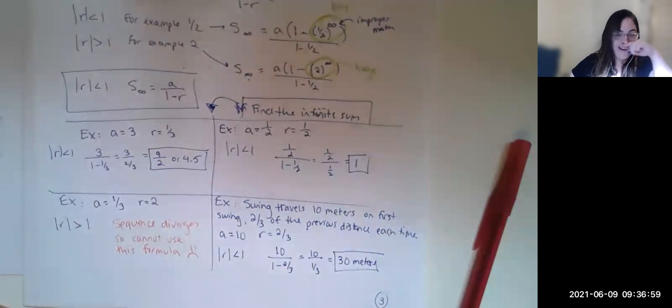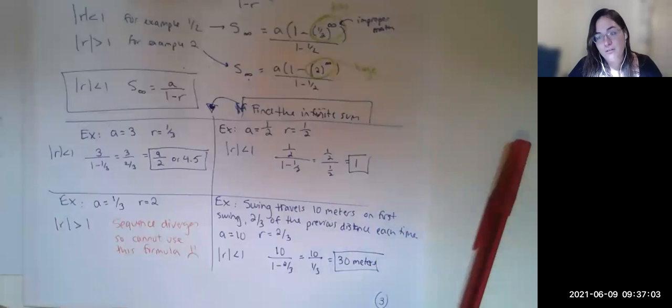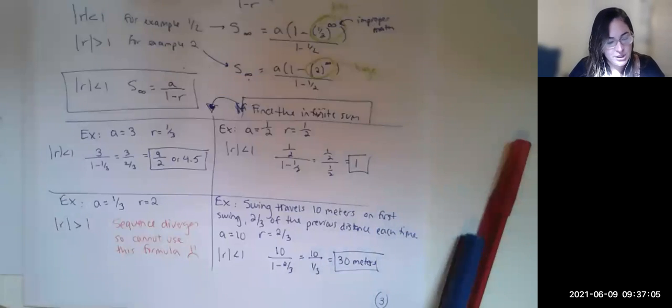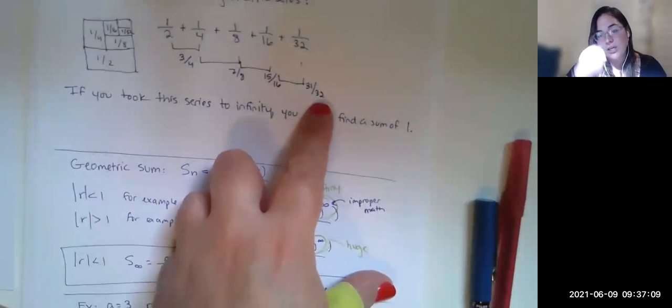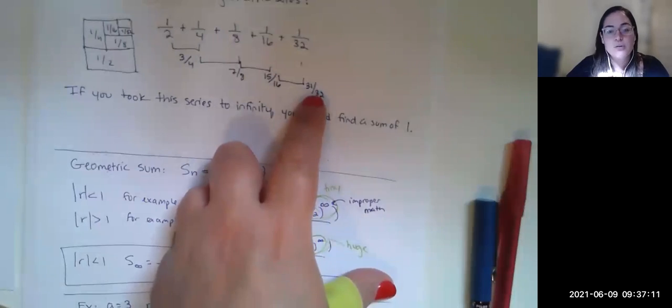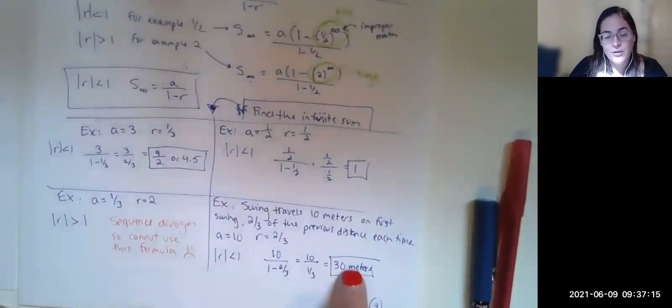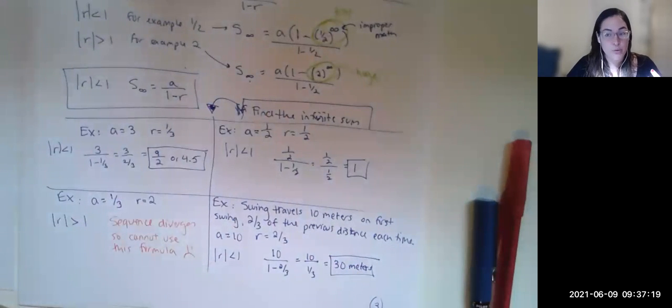Now, realistically, you're not going to keep swinging forever. So 30 meters is really more of a very, very close approximation. Just like in our opening problem, we talked about 31 over 32, closer and closer to 1. If you were able to take this to infinity, it would be 30 meters. But really, it's very, very close.